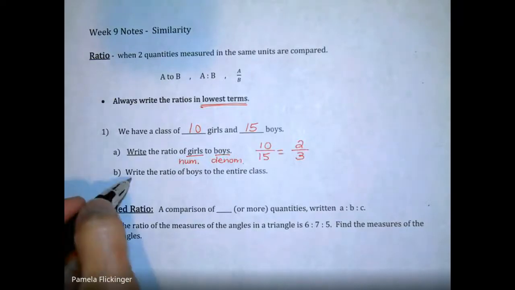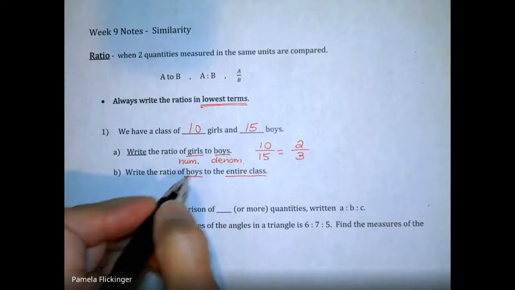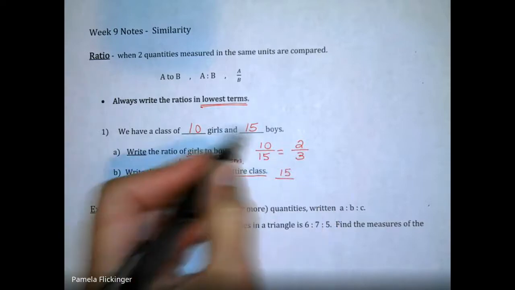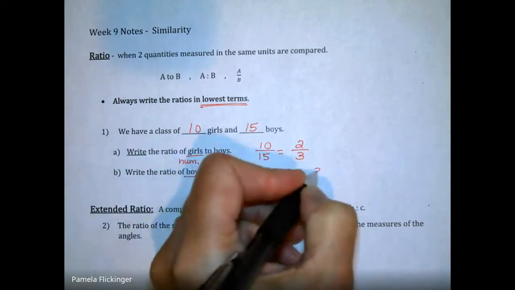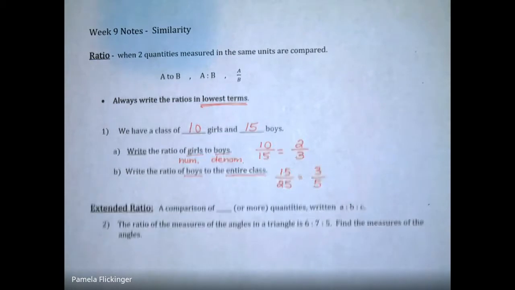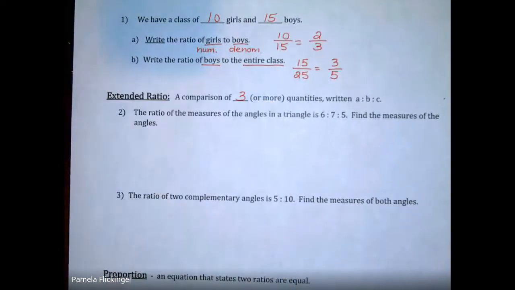If I wanted the ratio of boys to the entire class, again boys would be my numerator, so that's 15. The entire class I'd have to combine, so 10 plus 15 is 25, and when we reduce that, we get 3/5.